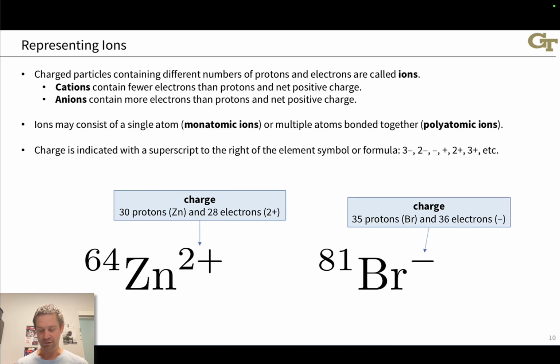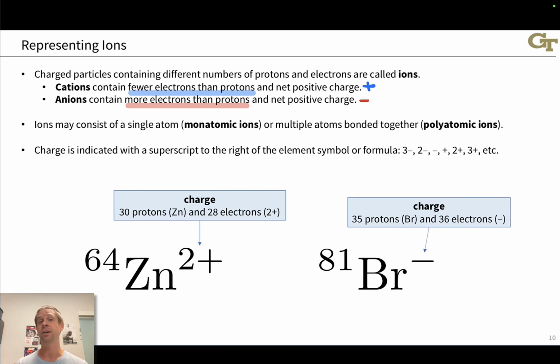Cations have net positive charge, and anions have net negative charge, and the reason for this has to do with the relative number of electrons and protons. Cations contain fewer electrons than protons, so there's positive charge in the nucleus that isn't completely counterbalanced by negative charge due to the electrons. Anions have more electrons than protons, so the negative charge of the electrons is not completely counterbalanced by the positive charge in the nucleus. Cations we represent with a plus symbol, and anions with a minus symbol.